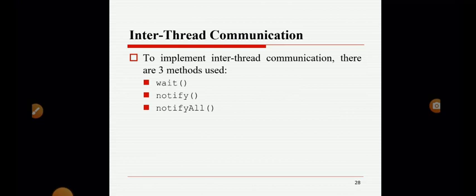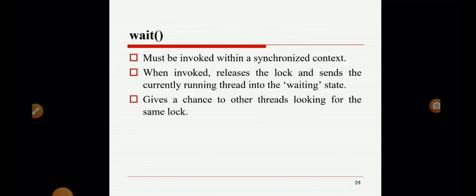To implement inter-thread communication, there are three methods we use: wait, notify, and notifyAll. So what is the use of the wait function? It must be invoked within a synchronized context. When it is invoked, it releases the lock and sends the currently running thread to the waiting state, giving a chance to other threads to acquire the same lock. That is, it moves the currently running thread to the waiting state.